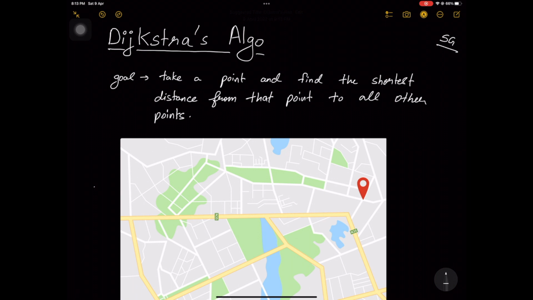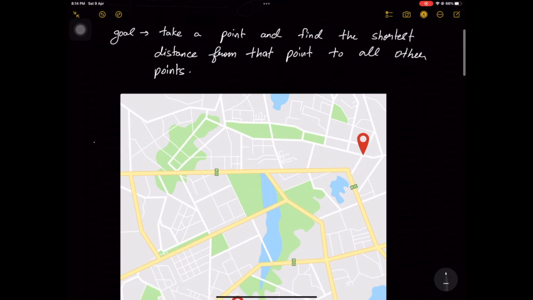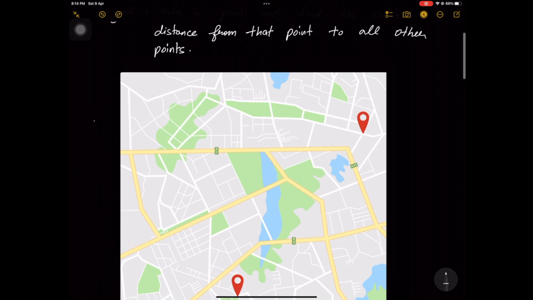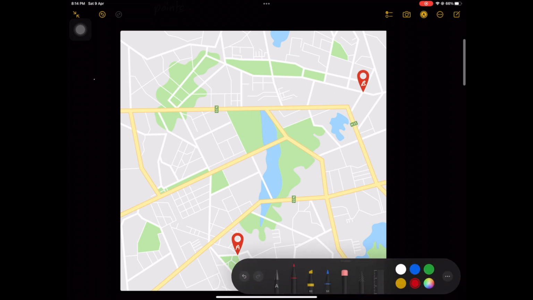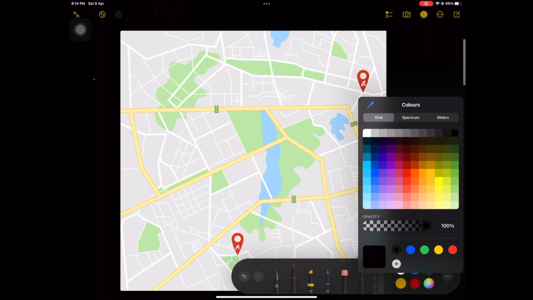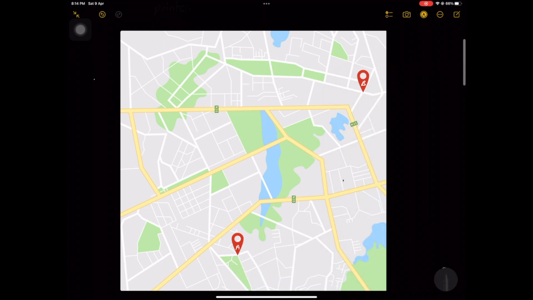Okay, so hi, and now we're going to do the Zig Star algorithm. So what is the Zig Star algorithm and what are we going to do in it? Don't worry, I'm going to keep this as simple as possible. So, okay, this is a Google map, and I want to go from this point A to point B, okay. Suppose I am taking this path, okay.